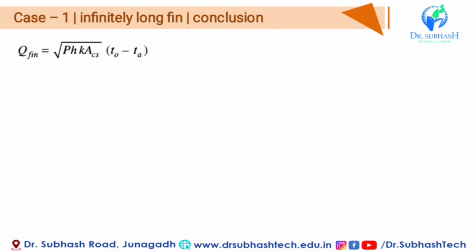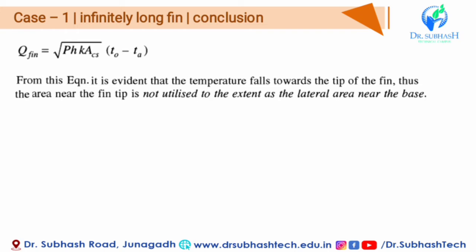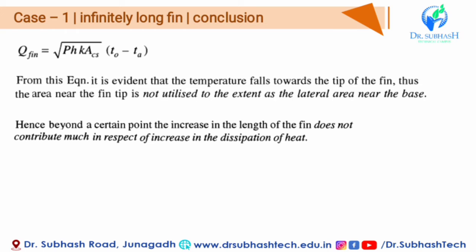So after completion of first case, we get the equation: Q, or heat transfer rate for the fin, is equal to under root of hPkA multiplied by (T0 minus Ta). From this equation, it is evident that the temperature falls towards the tip of the fin, and thus the area near the fin tip is not utilized to the extent of the lateral area near the base. Hence, beyond a certain point, the increase in the length of the fin does not contribute much in respect of increase in the dissipation of heat.